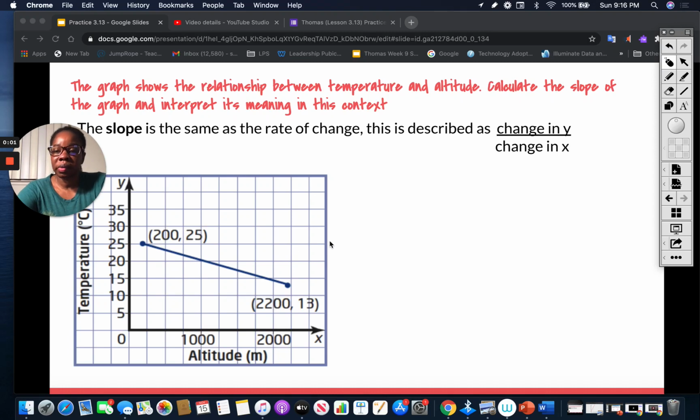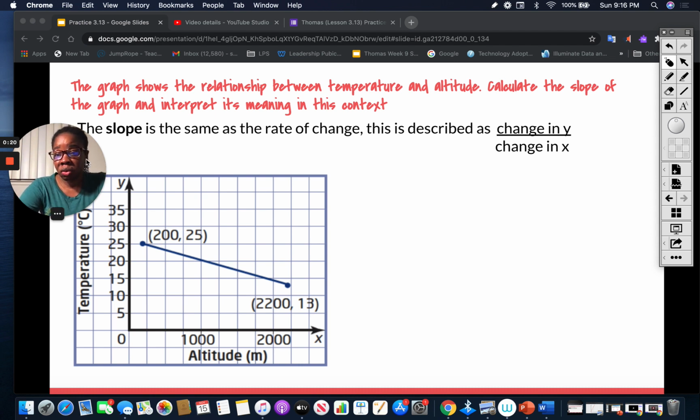All right, so this question says the graph shows the relationship between temperature and altitude. Calculate the slope of the graph and interpret its meaning. So for a graph, we know the slope is the same as the rate of change. This is described as change in y over change in x.